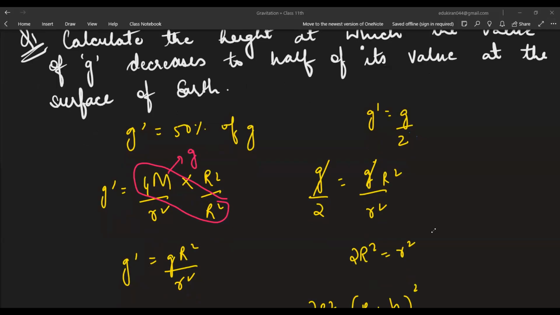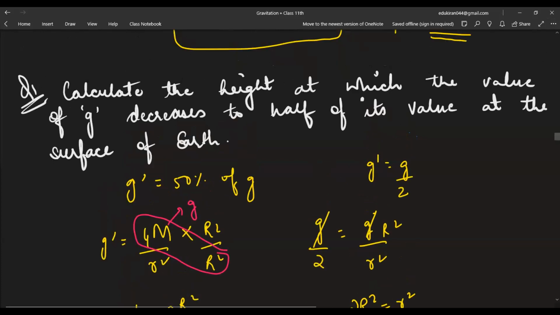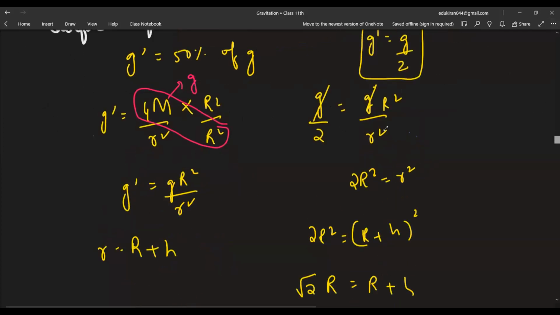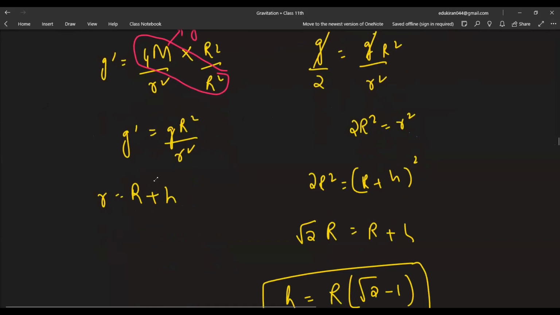What do we have to find? We have to find out the height only. The question says, calculate the height at which the value of small g decreases to half of its value at the surface. You have to find that height at which this condition is valid. So 2R square is equal to small r square. Now, we can replace small r with R plus h. If you write R plus h from the starting, it will be so lengthy and you will miss things. It's better at the last step.